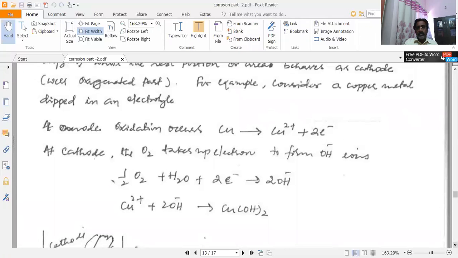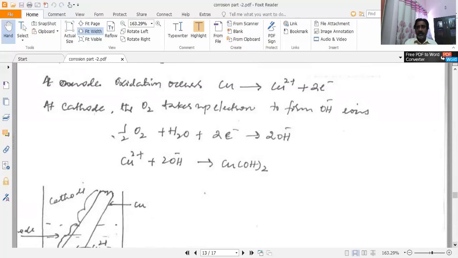At anode, oxidation occurs, that is, copper undergoes oxidation to give Cu2+ and 2 electrons. And at cathode, oxygen takes up electrons to form OH- ions. This oxygen, in presence of moisture H2O, reacts with electrons to form hydroxyl ions. Then Cu2+ reacts with hydroxyl ions to form Cu(OH)2, that is a form of rust. This is a type of oxygen absorption type of corrosion.